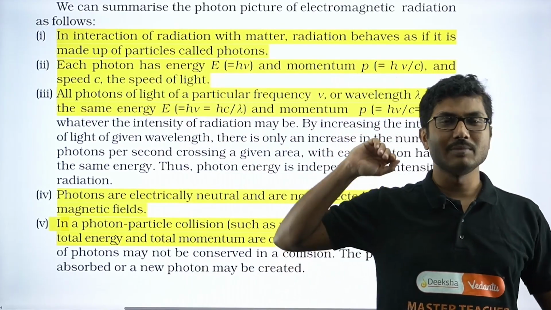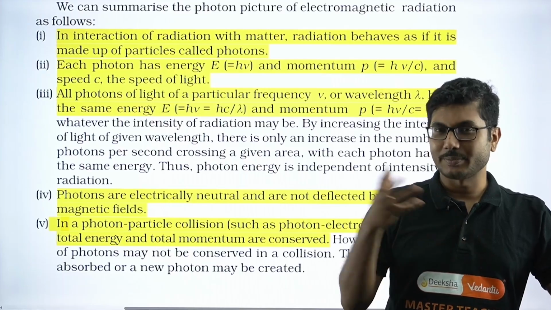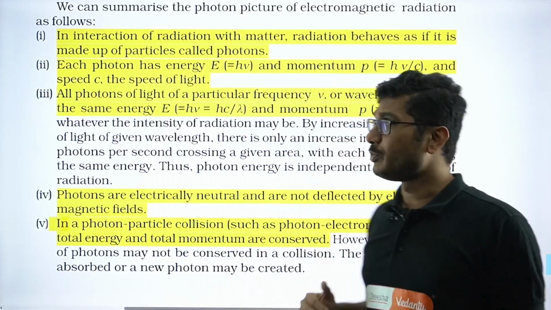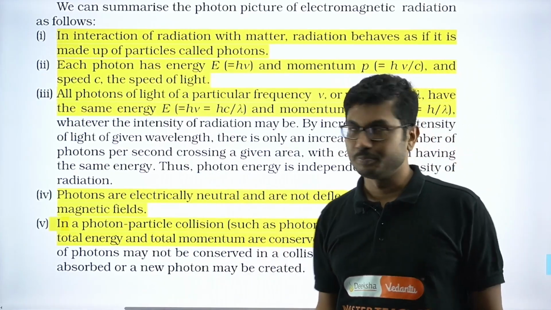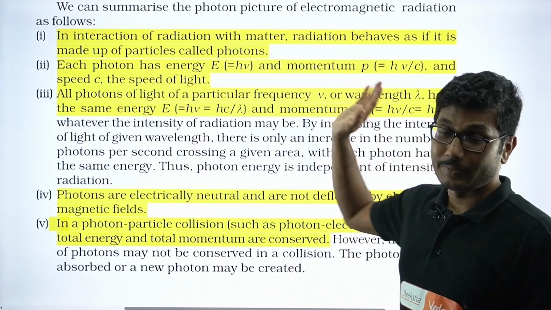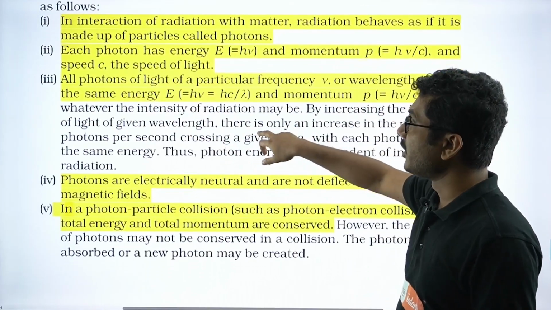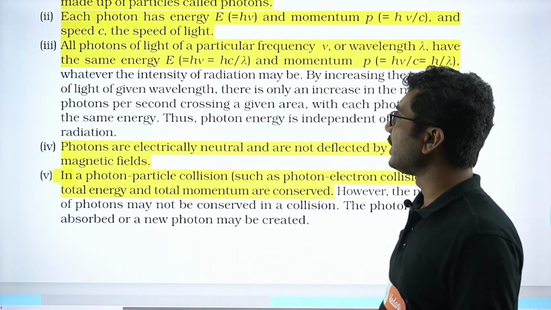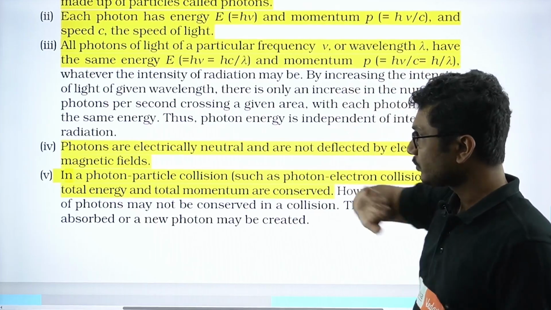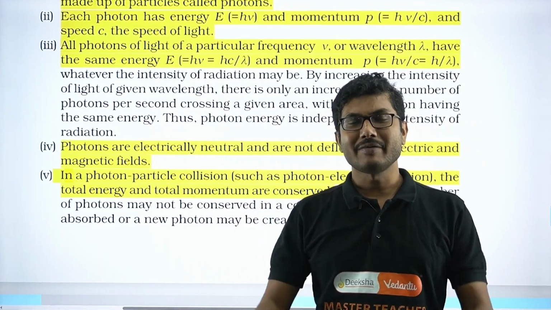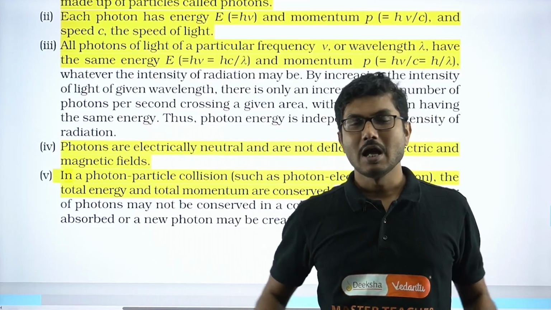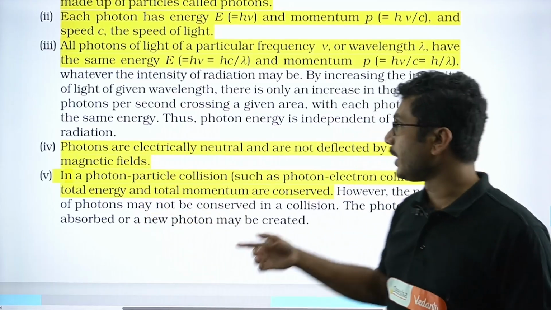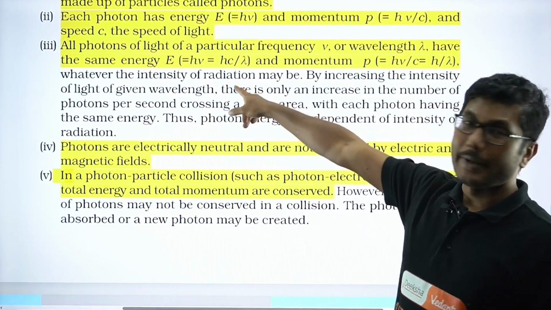So all photons are basically moving with the same speed of light. They are assuming it's a vacuum, or obviously in air. In any other medium the speed will change, but they are assuming the experiment is done in vacuum. So the speed of the wave is basically c, the speed of light. All photons of light of a particular frequency nu or wavelength lambda have the same energy E and the momentum p. So all photons of a particular light have the same energy and the same momentum, which is very interesting. Light of different frequencies have different energy and different momentum, right? Now this is independent of the intensity of the light.